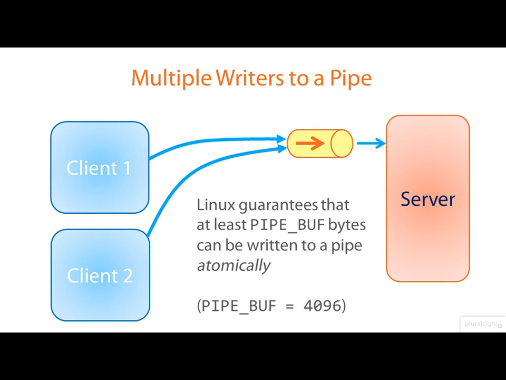Let me end here with a subtlety. With a named pipe, it's possible for many clients, many writers, to connect to and write to the same pipe. Now, Linux guarantees a minimum message size that will be written atomically to the pipe. What I mean by that is that the message won't get broken up and interleaved with bits of message from some other client, from some other writer. That minimum size is called PIPE_BUF, and on Linux the value of that is 4096 bytes.